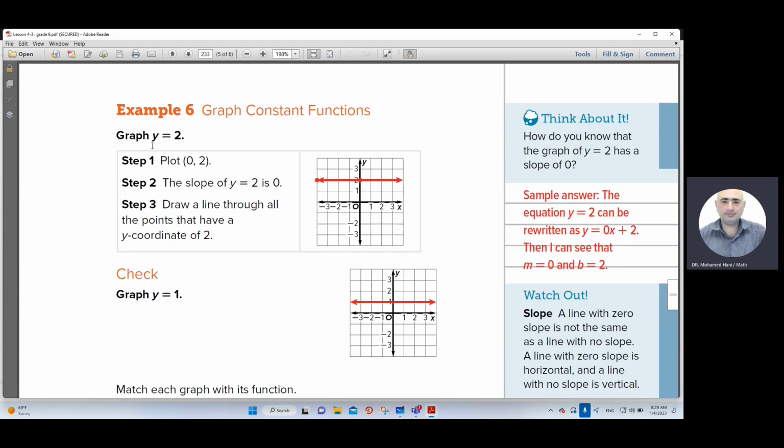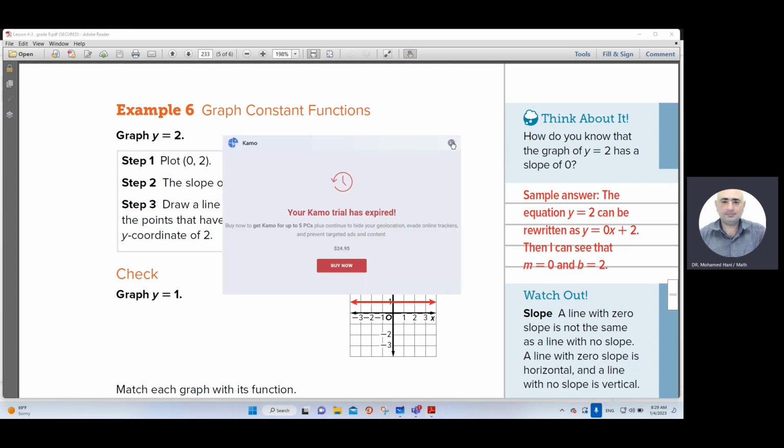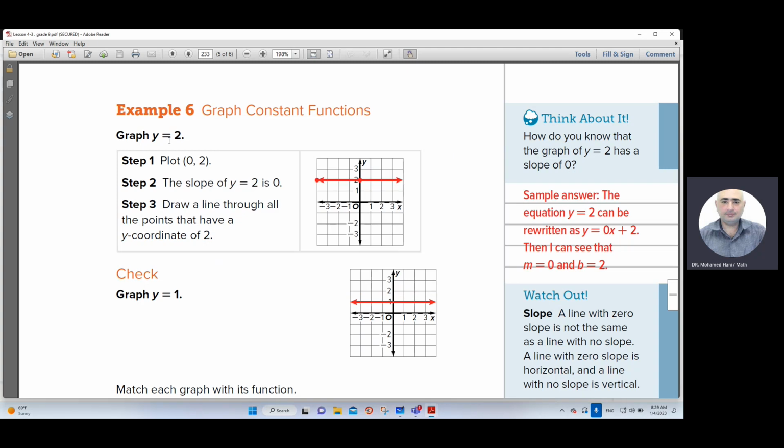Who can remember for us, what is the name of this form? When we have y equal b, it means m is 0, the value of m is 0. What is the name of this form in this case? Excellent, constant function. So when we have y equal b, or y equal any constant value, the name of this form is constant function.